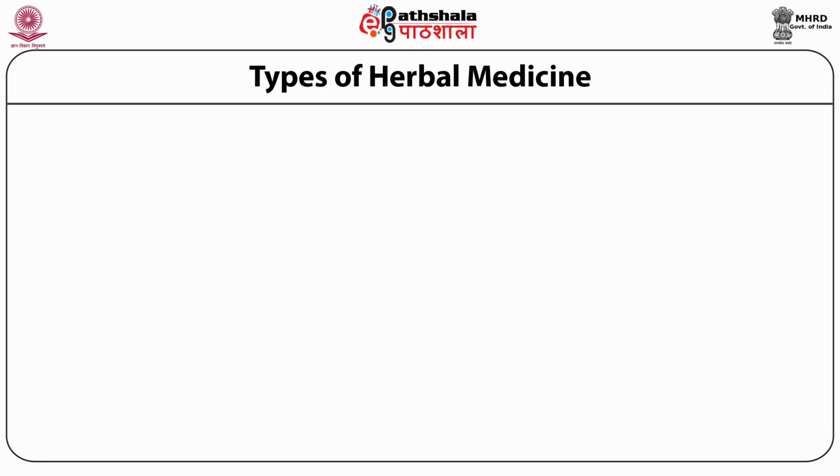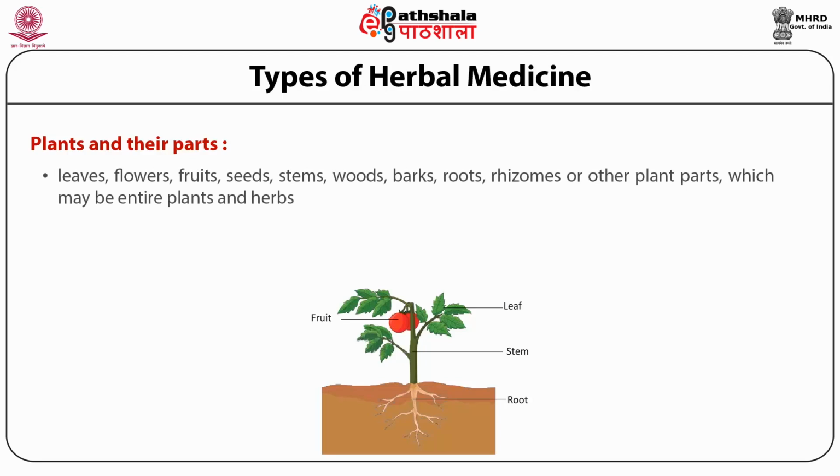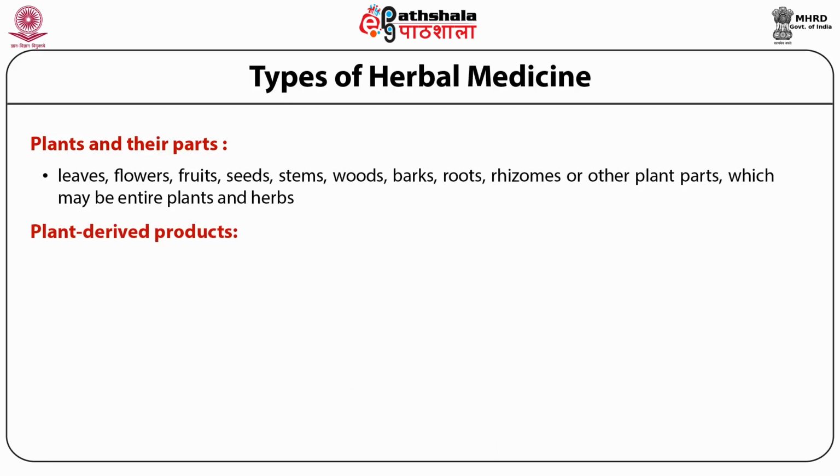Now let's discuss the types of herbal medicine. As has been mentioned earlier, plants and their parts can be used in herbal medicines as such. So plant parts like leaves, flowers, fruits, seeds, stem, etc., may be used as medicines. The next category of herbal medicine is products derived from plants.